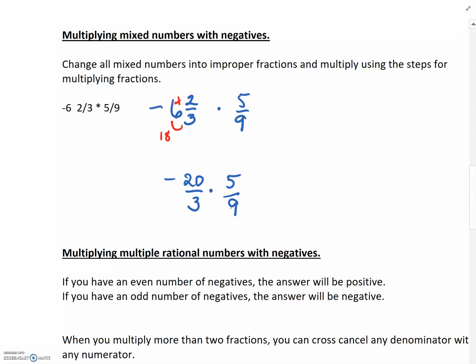So I'm going to check and see if I can cross cancel anywhere. 3 goes into 9, but not into 20, and 9 doesn't go into 20. And 3 and 5 are both prime numbers, so there's no cross canceling that can be done here. So I need to multiply the numerators and then multiply the denominators. And I'm going to get negative 100 over 27.